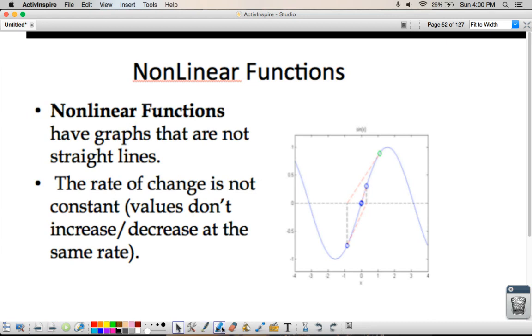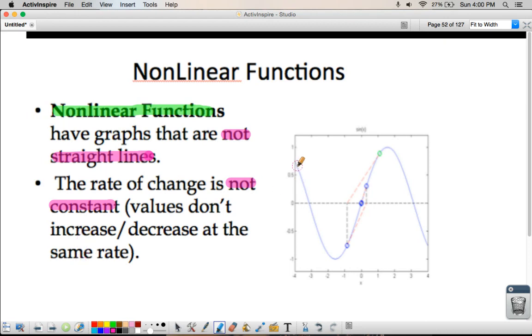Nonlinear functions have graphs that are not straight lines. So the rate of change is not constant. Values don't increase or decrease at the same rate. And we can look at that when we get to tables.